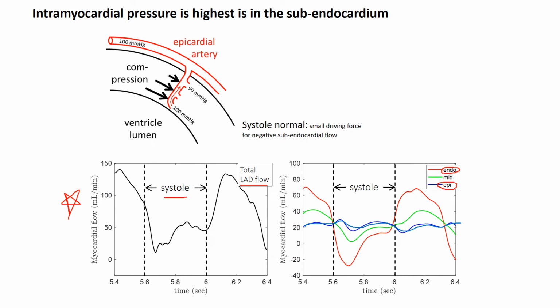And the compression is so great on the sub-endocardium that flow is actually squeezed backwards during systole. So that's this curve here. And in that case, flow is really high during diastole in the sub-endocardial layer. The average over the cardiac cycle of all of these flows is roughly the same, but this compression effect, where positive flow only happens in diastole, is predominantly a phenomenon of the sub-endocardium in contrast to the sub-epicardium.